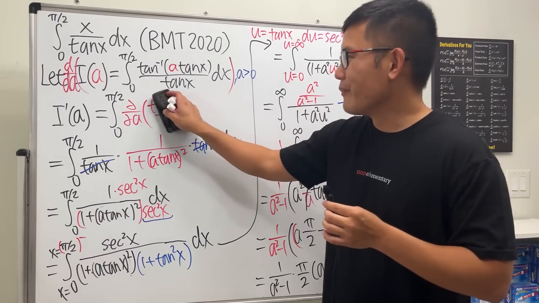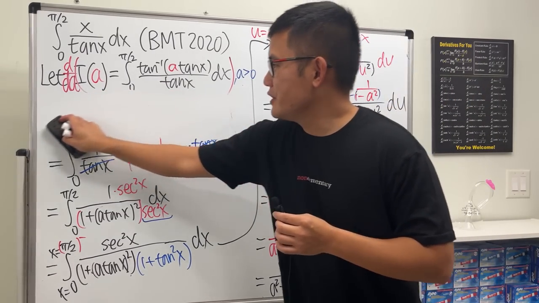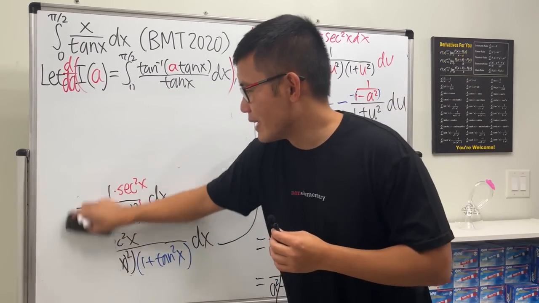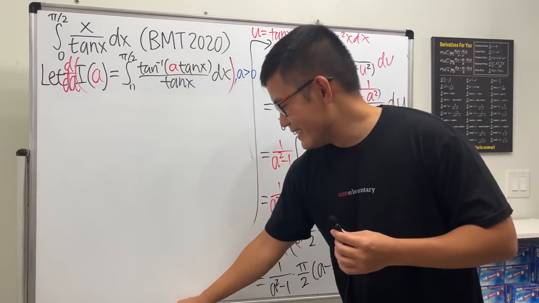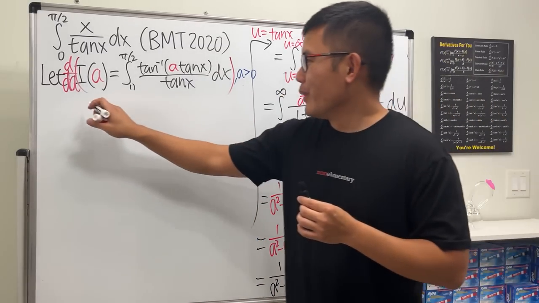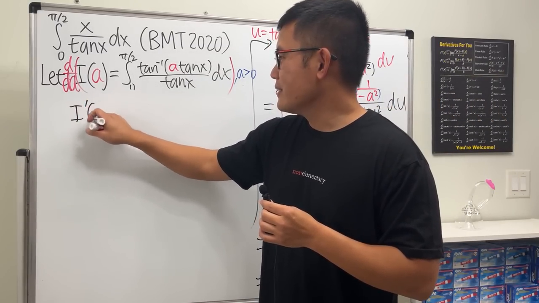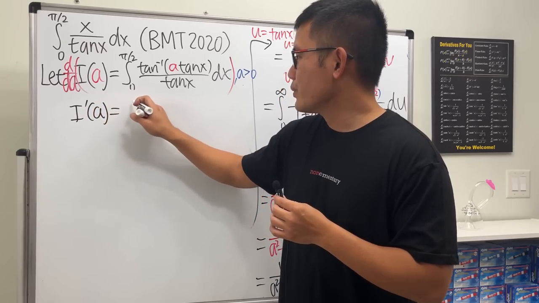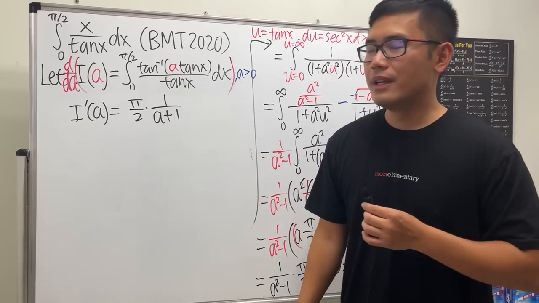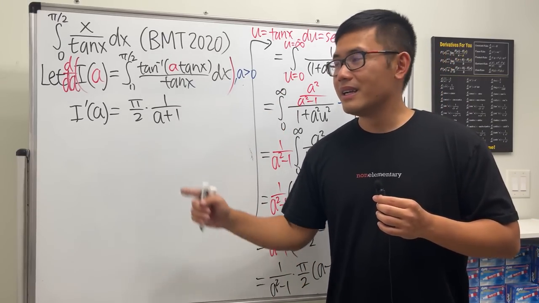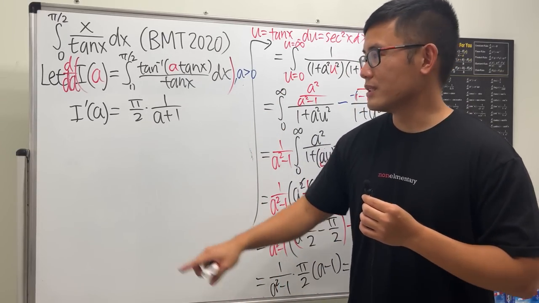Right? So here's the thing. We differentiate this guy and then we saw the result. So I'm going to just come back here and then erase. Oh my goodness. Let's see. What we did earlier was we found out I prime of a is equal to pi over 2 times 1 over a plus 1. And what did we say earlier? This is only step 1. Now we go to step 2.